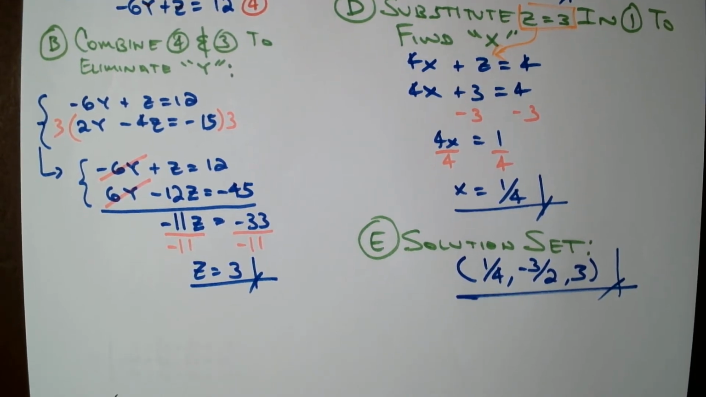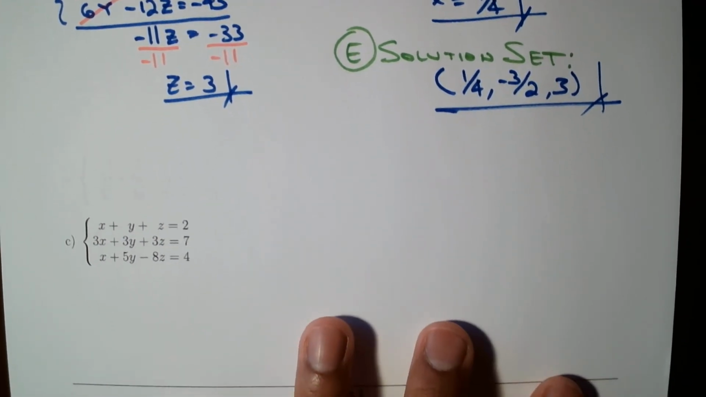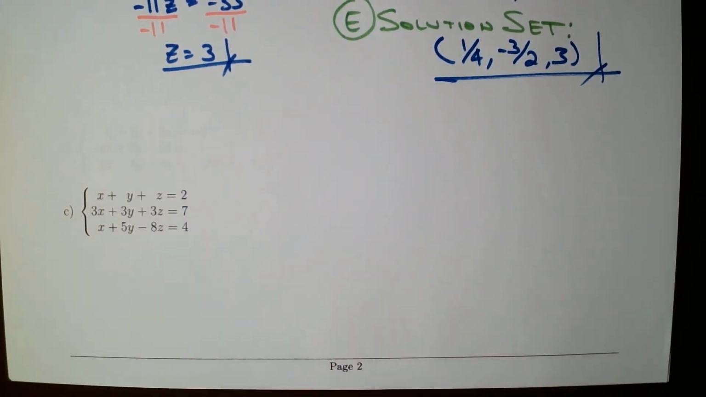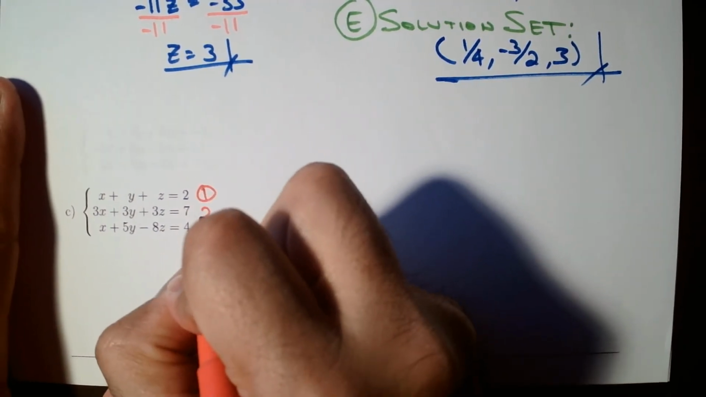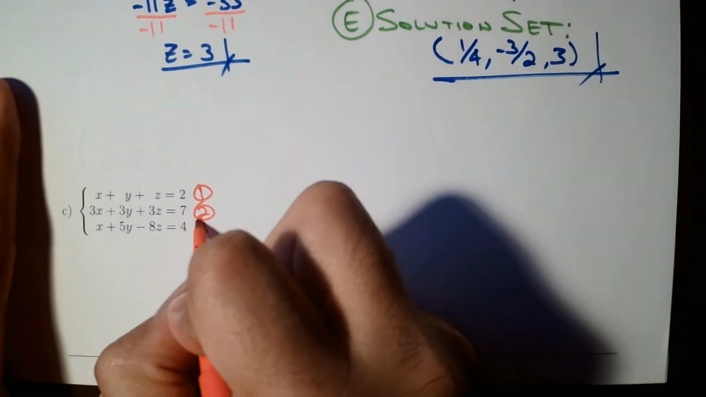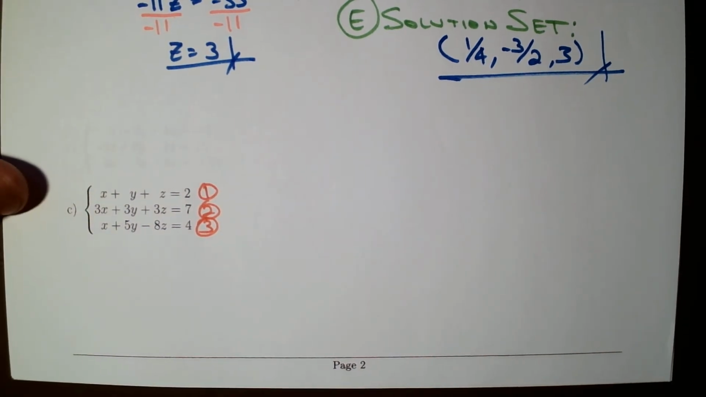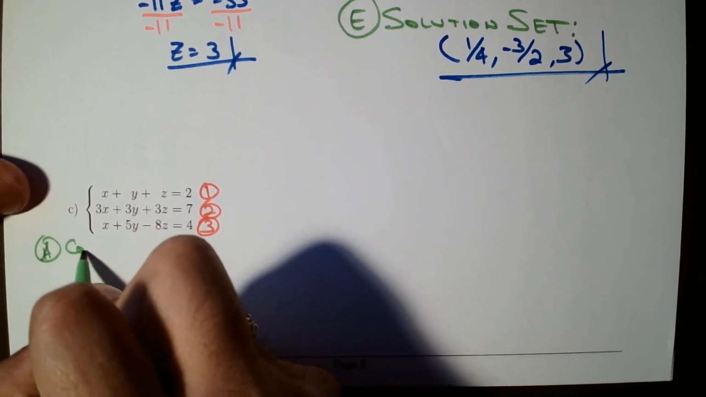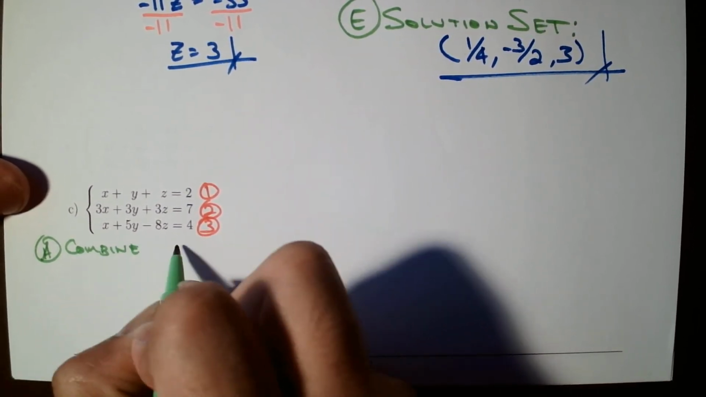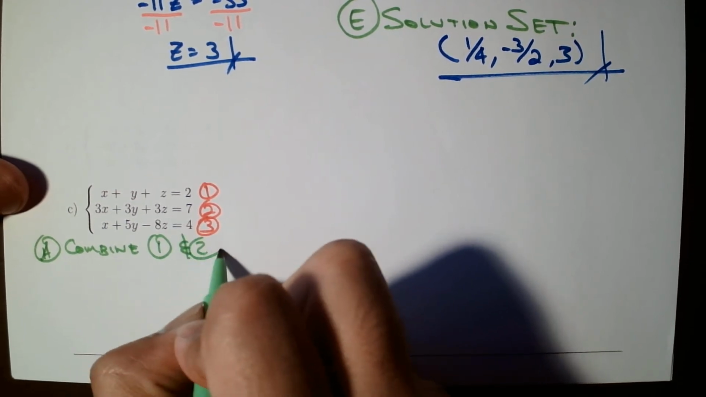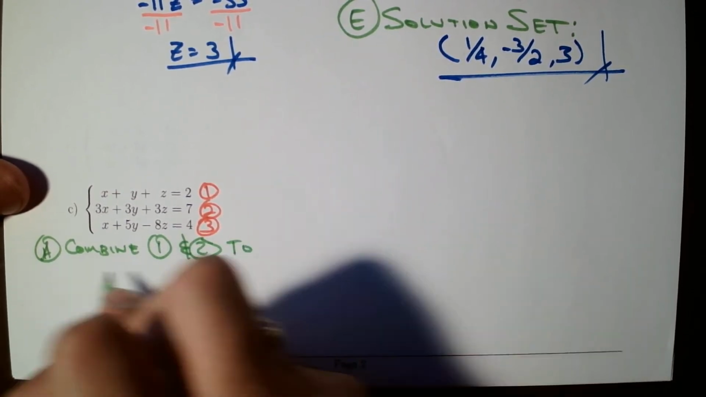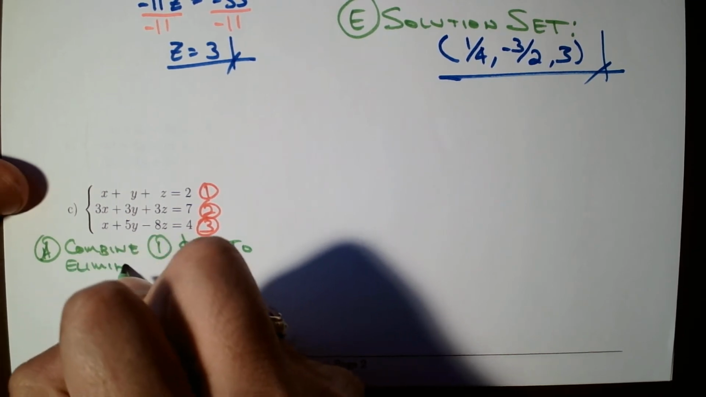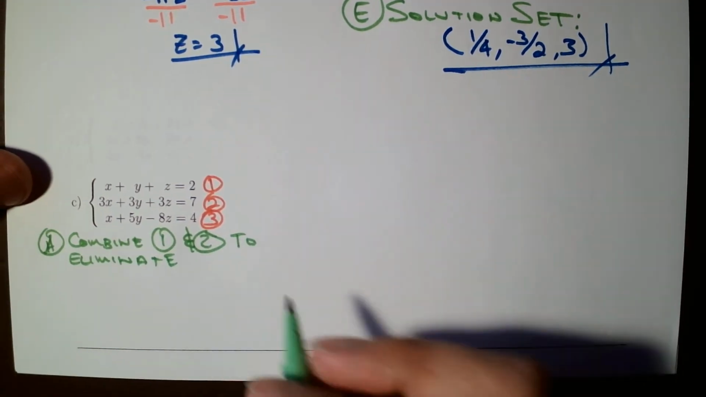All right, let's do another example, some special cases, if you will, like example C. Let's see what's going to happen here. Again, we're going to label 1, 2, and 3. And so, as part A, I'm going to combine 1 and 2 to eliminate x.